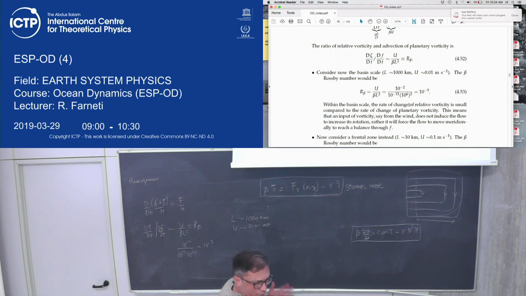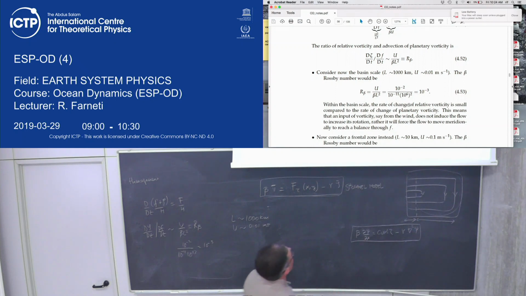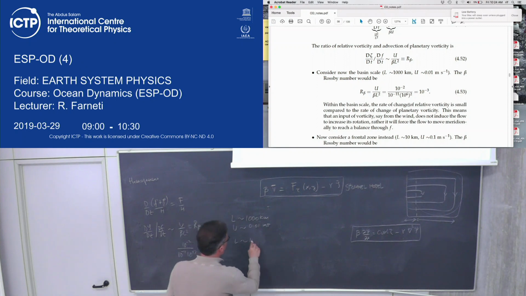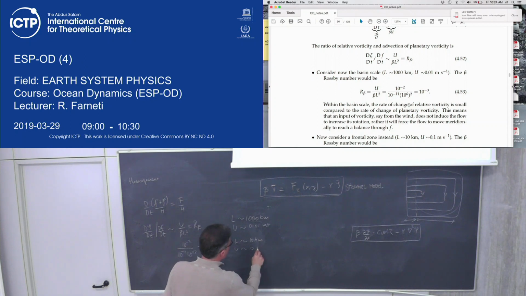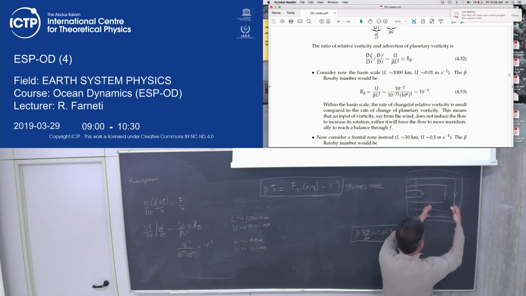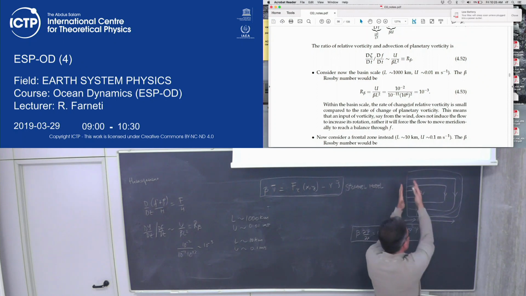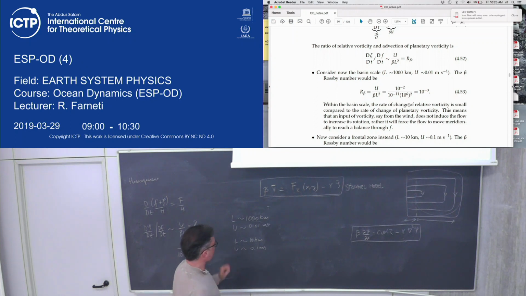Now consider a frontal zone, a boundary layer, for example here, okay, that is, for example, tens of kilometers, and the velocity is much larger, 0.1 meter per second. Okay, it's much larger, obviously, because you have to conserve mass. All this water coming down has to come up on a tiny boundary layer, so it will move much faster, and the streamlines are much closer together. So on a frontal zone, on a boundary layer, the scale is much smaller and the velocities are much larger.